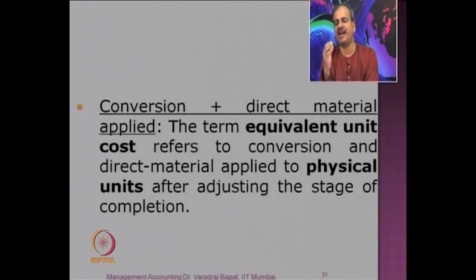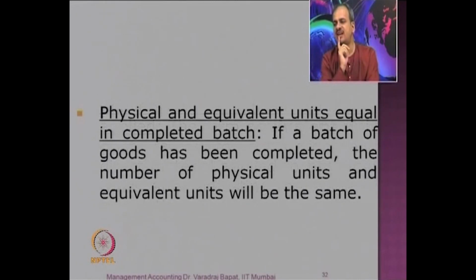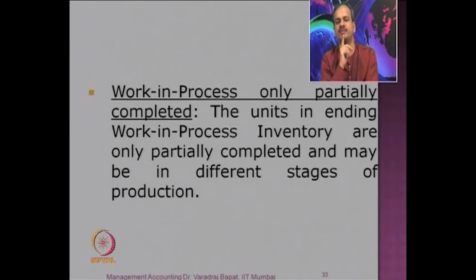For direct material and conversion, the term equivalent cost refers to the conversion of direct material applied to physical units, right? Now, physical and equivalent units completed in each batch. If a batch of goods has been completed, the number of physical units and equivalent units will be the same, because once the batch is ready, there is no problem of incomplete units.